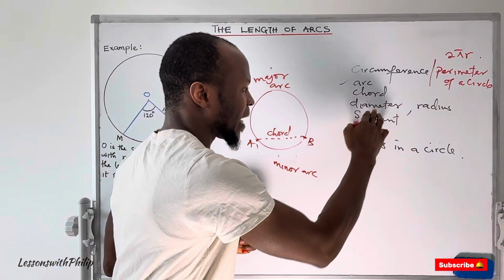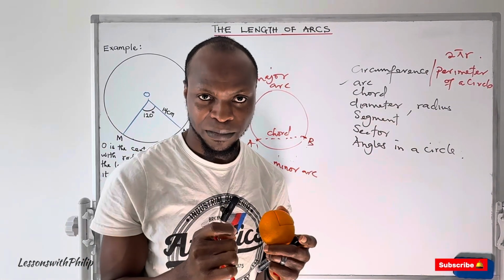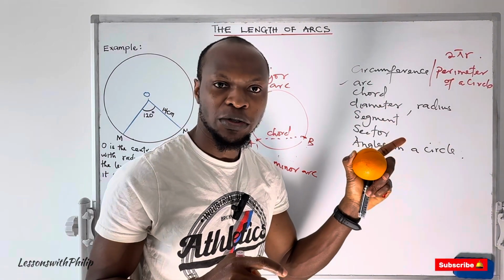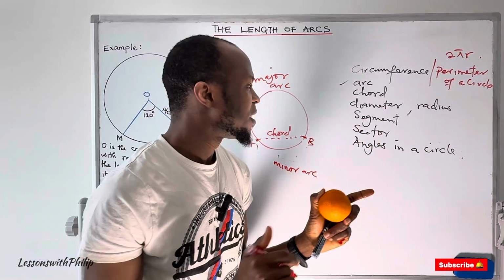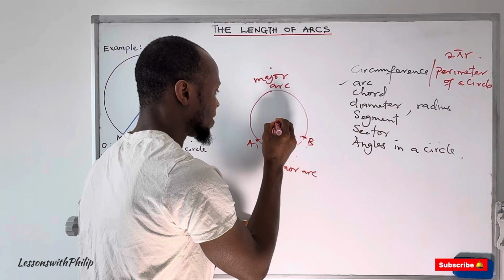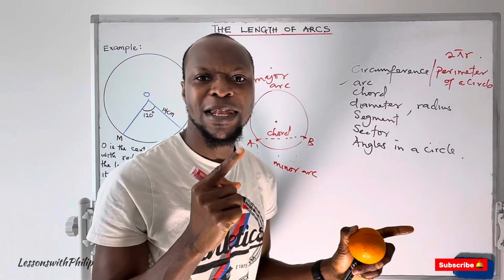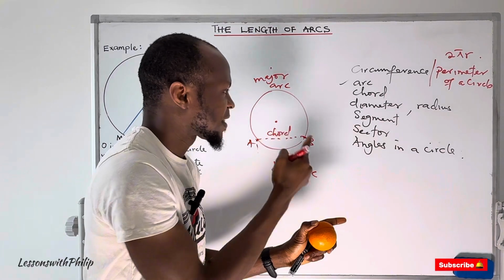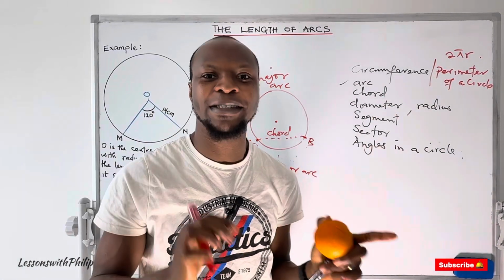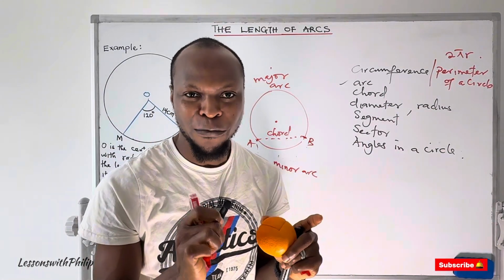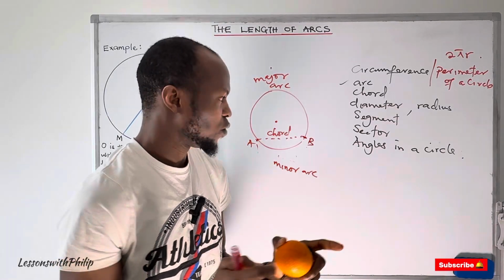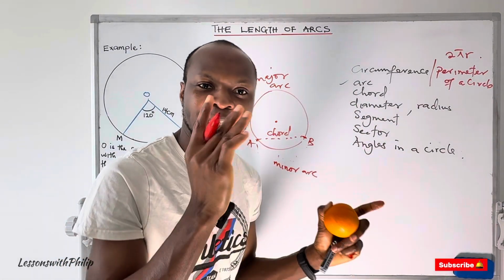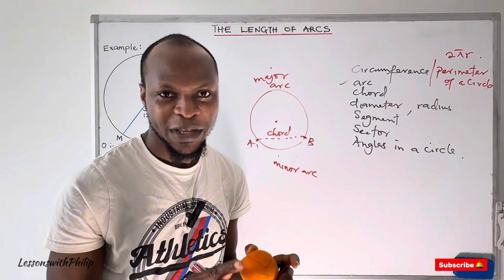Now, a diameter is also a chord. A diameter is a chord, it's just a special name. Don't forget, we have the center of a circle. Any chord that passes through the center of a circle is specially known as a diameter of a circle. So a diameter is a chord which passes through the center of a circle.